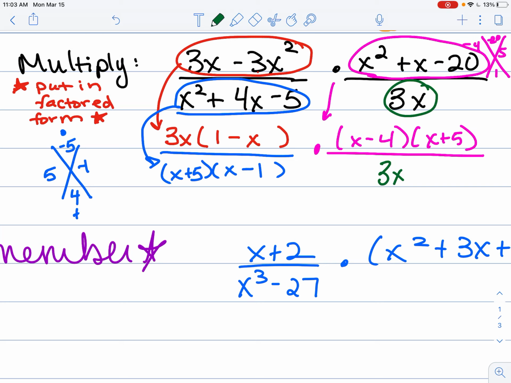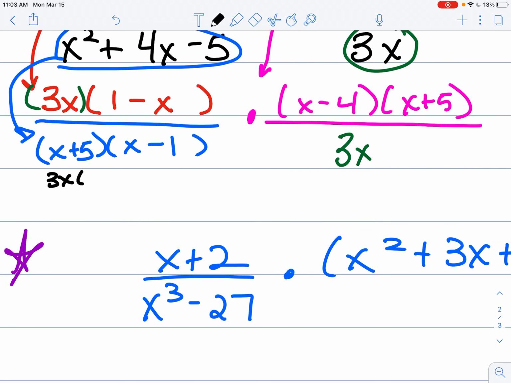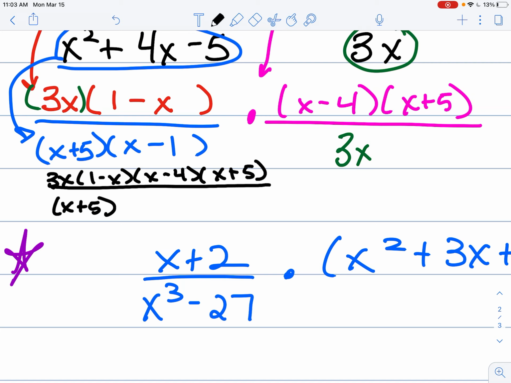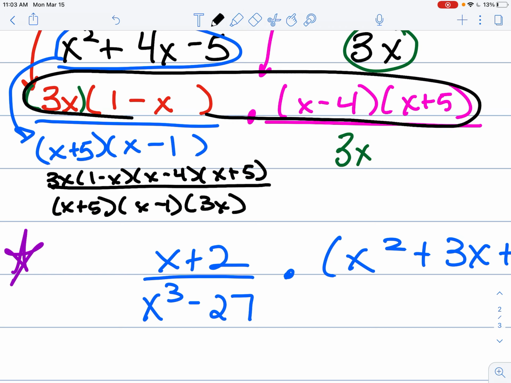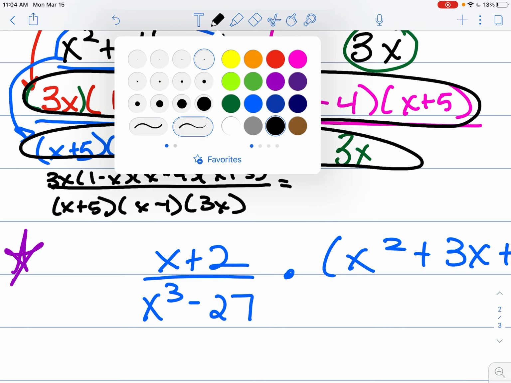Now, when I multiply everything together, it's basically saying 3x times 1 minus x times x minus 4 times x plus 5. So I can rewrite this as one big happy fraction. Okay, so I'm going to rewrite this right here. 3x times 1 minus x times x minus 4 times x plus 5, all over x plus 5 times x minus 1 times 3x on the bottom. So again, we multiplied across the top and we multiplied across the bottom. And now we're going to cancel any common factors that we might have.